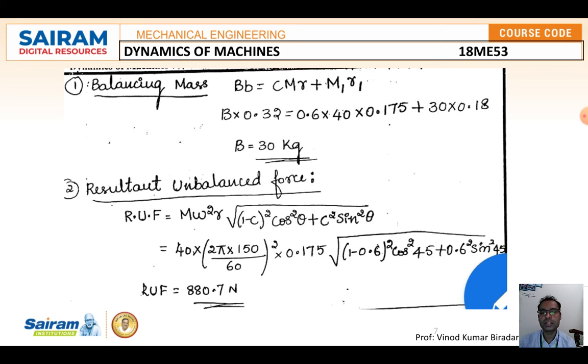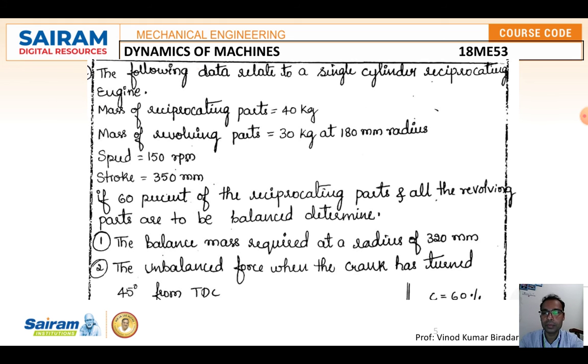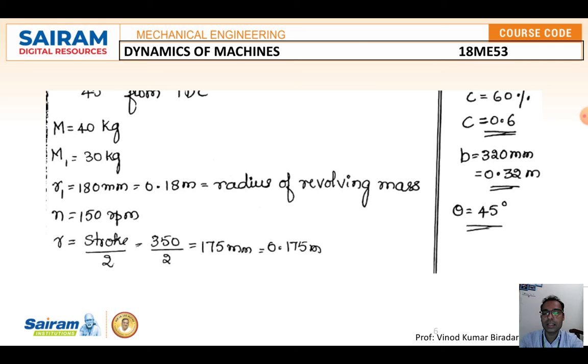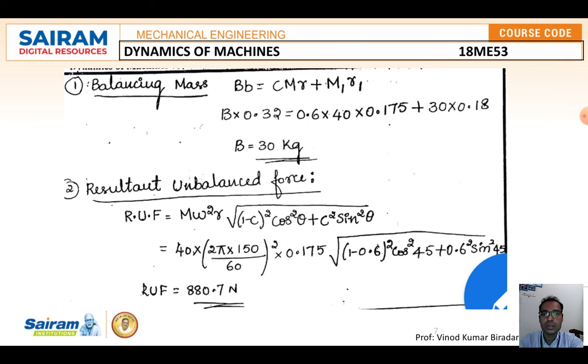Similarly, second, you need to calculate the resultant unbalanced force. M is the mass of the reciprocating part; capital M is the reciprocating mass and M1 is the rotating mass. The resultant unbalanced force is equal to M omega square R times the square root of (1 minus C) whole square cos square theta plus C square sin square theta.